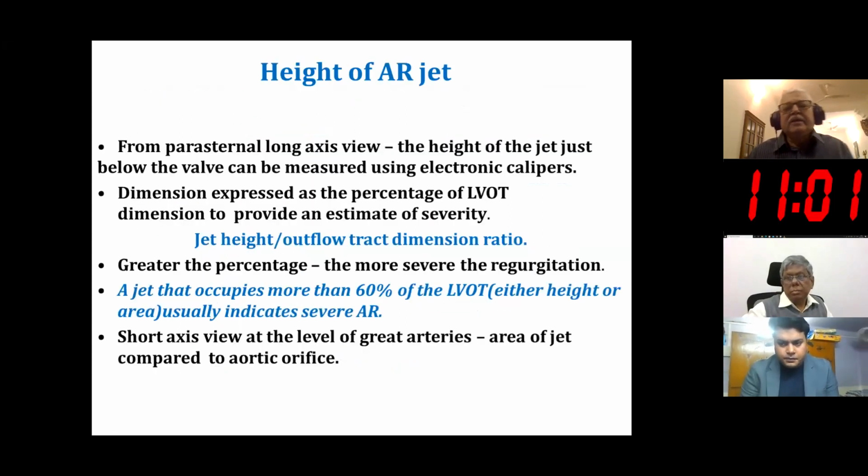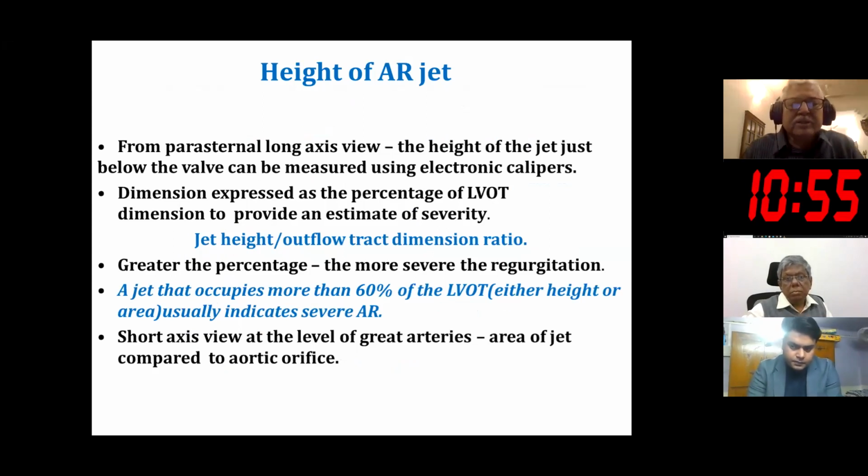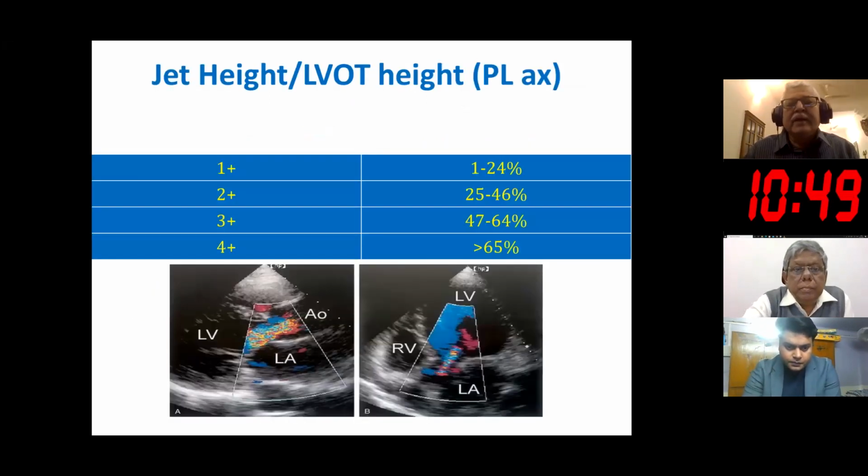The height of the jet is more commonly used rather than the length of the jet. And if you have the jet height in the outflow tract dimensions, a ratio of more than 60 to 65% gives an estimate of the severity. The jet height and LVOT height is used also to classify mild, moderate, and severe aortic regurgitation.